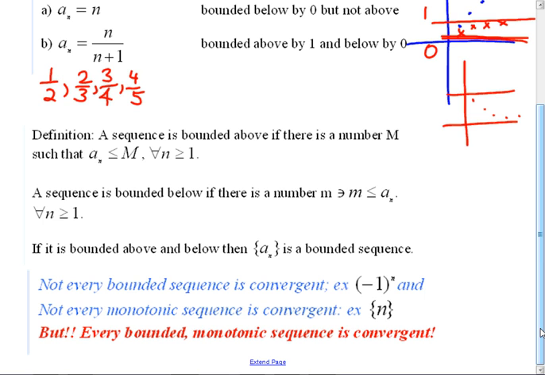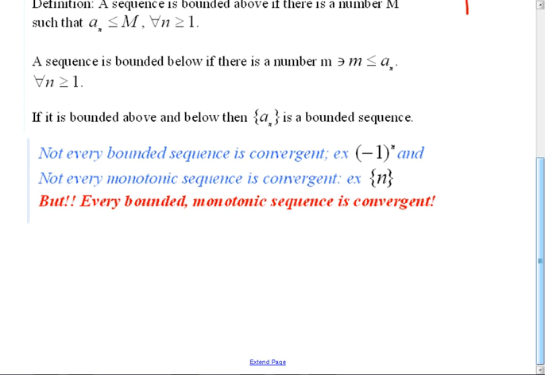Now, not every bounded sequence is convergent. It's got to be monotonic. See, negative 1 to the n, is that bounded? What's negative 1 to the first power? It's negative 1, right? Negative 1 squared is 1. Negative 1 cubed is negative 1. Is this bounded? Yes. It's bounded above and below. The only way to force a sequence to converge is that it has to be monotonic. You just use your intuition, because it's going to be, is it going to converge or is it not going to converge? That's all it's going to do.